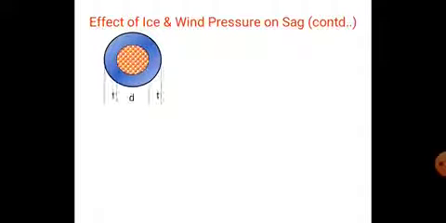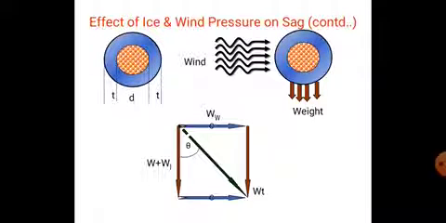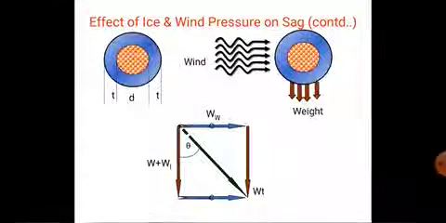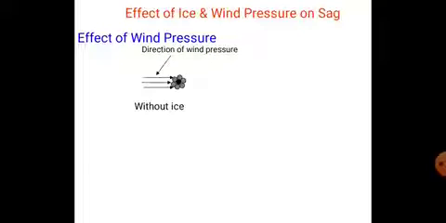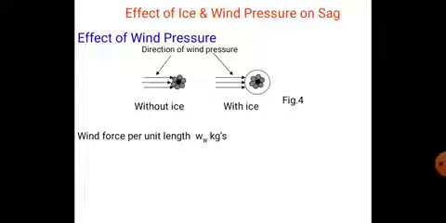Next, effect of wind. Wind force is always in the horizontal direction. The weight of the conductor is downwards. So the wind force is horizontal and the weight of the conductor is downwards. So the effect of wind pressure: the direction of wind pressure without ice is only horizontal, and with ice is horizontal and downwards.